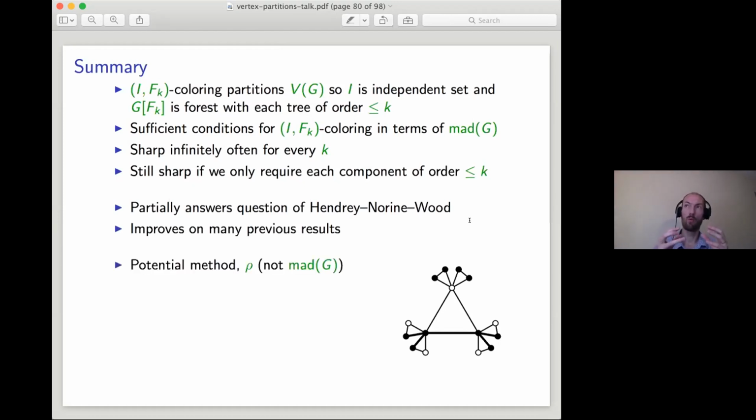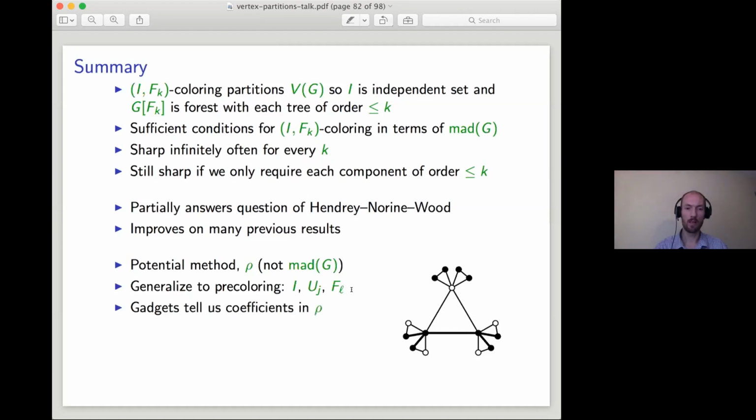One of the big things that allowed us to do this was using the potential method, because it gives us more power for the reducibility. We also generalized to these pre-colorings, a very rich notion of pre-coloring, and I think it makes it easier to understand when you're doing the reducibility. It gives you a lot of things that you can invoke the induction hypothesis on. And the gadgets tell us the coefficients in rho. When we generalize, we have to come up with the coefficients for each of these pre-colored vertices. The way we do that is we just compute the potential for the gadget that's simulating that pre-coloring.